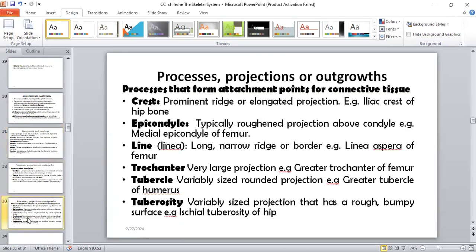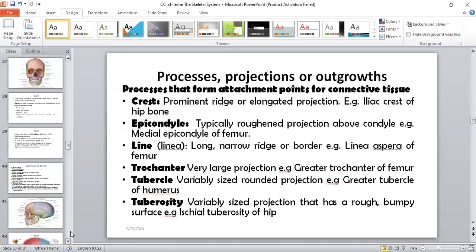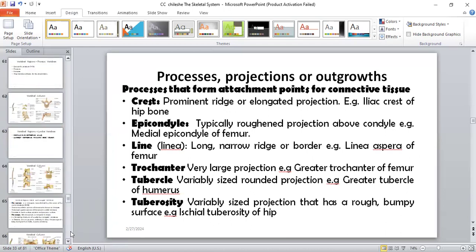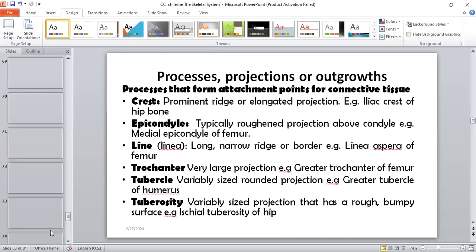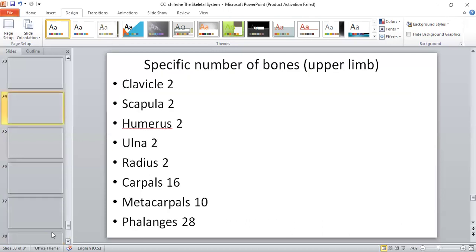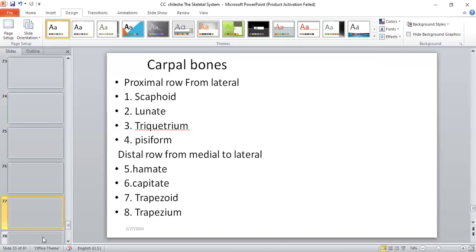The other word we have already looked at is the epicondyles. We have already talked about them. We have epicondyles, for example on the femur, and there are the lateral and the medial epicondyle. The other one that we are to look at will be a line. A line is a narrow ridge, mostly on the long bone.